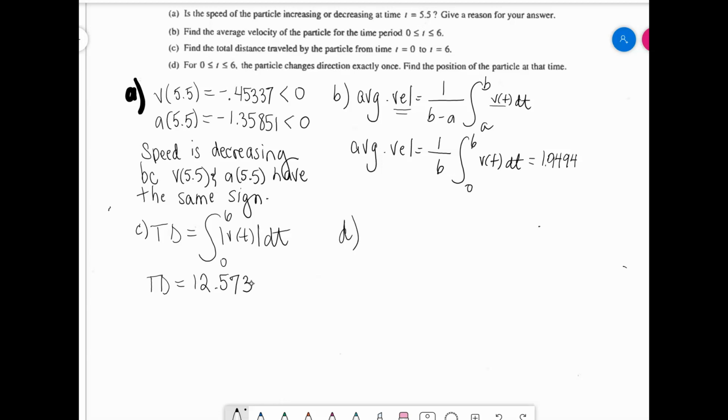All right, the last one, part D. For the interval from 0 to 6, the particle changes direction at least exactly once. Find the position at that time. All right, so we do need to first figure out where the particle changes direction. So a particle changes direction when velocity changes sign. So we need to find where velocity changes sign.